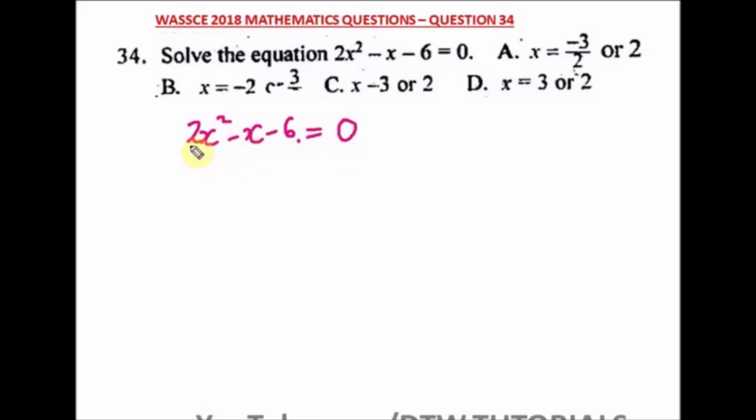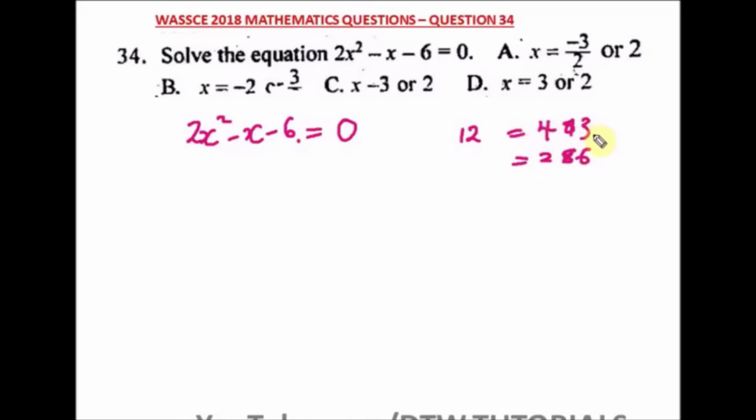So from here, all we need to do is say 2 times 6, so we can get the factors that will either add or subtract to get a minus x. Okay, so 2 times 6 will give us 12. So what are the factors of 12 that we add or subtract to get a 1 here? Because the coefficient of x here is 1. All right, so we can use a 4 and 3, or we can use a 2 and 6.